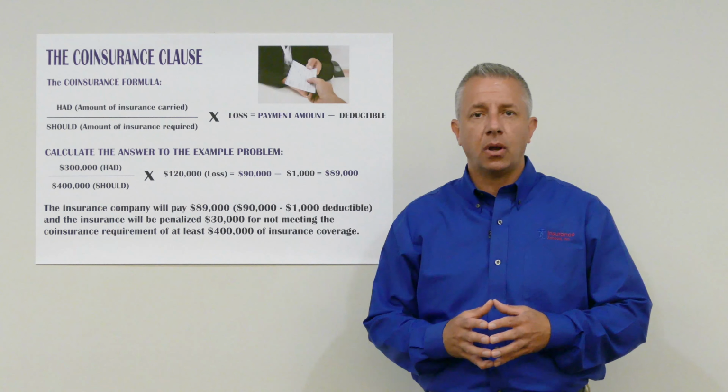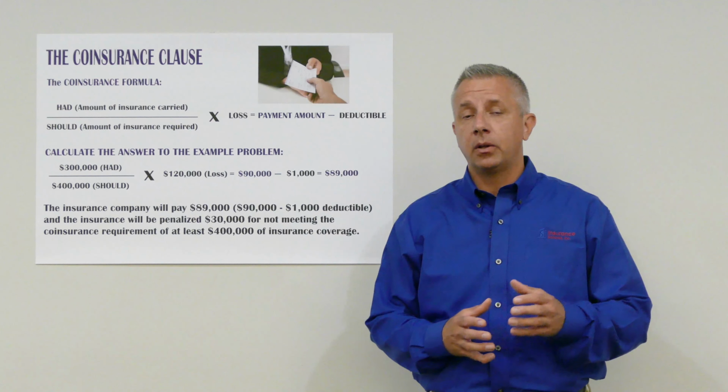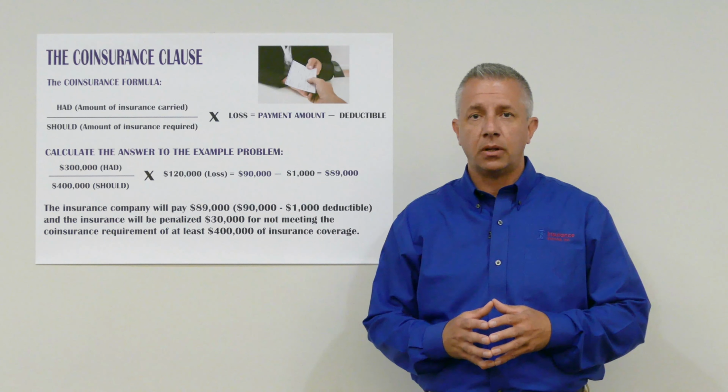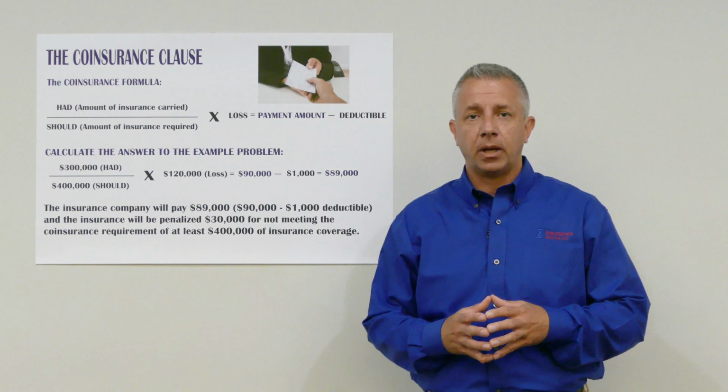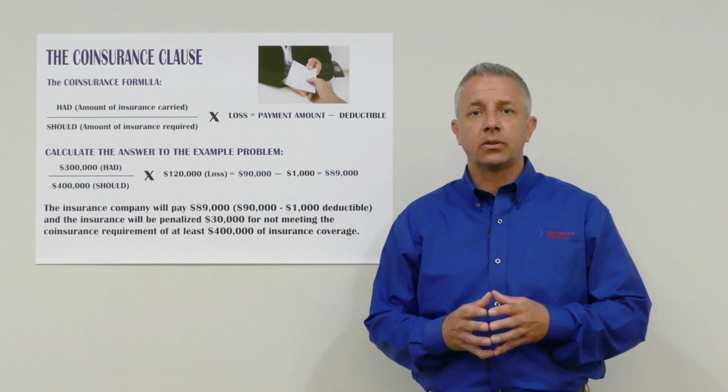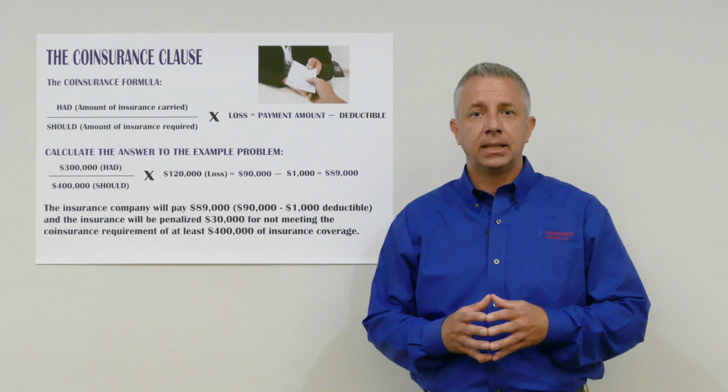To settle a partial loss, the insurance company will compare the policy limit to the minimum limit required by the coinsurance clause using the following formula: the amount of insurance carried divided by the amount of insurance required, times the loss amount, less any deductible.